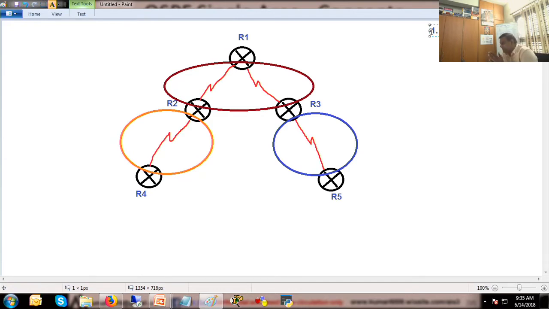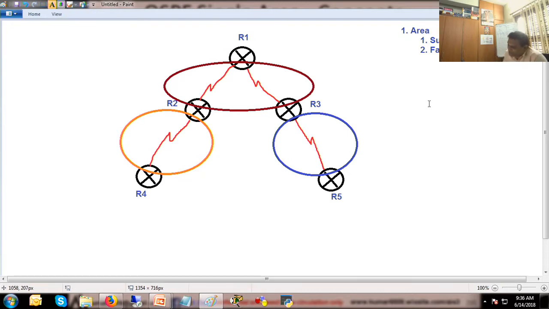What's the benefit of area? They gave two benefits. One is summarization. What is summarization? Second is fault containment. In OSPF, we create areas, so this is for easy management. So the benefits of areas are summarization and fault containment.